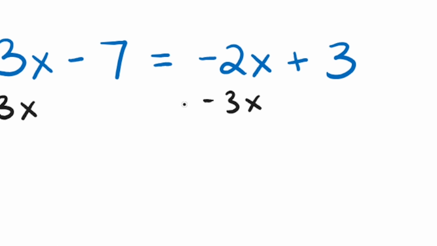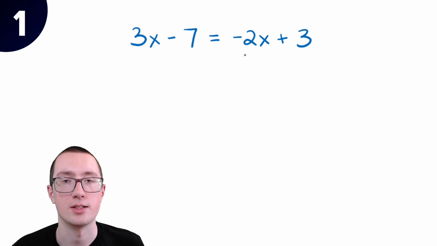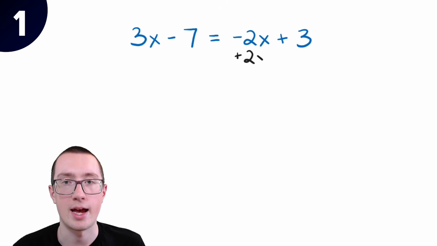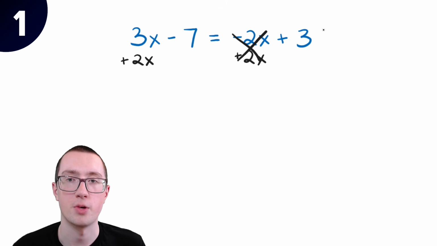You see, we have a minus 2x and a minus 3x. So personally, I would like it better if we got rid of the minus 2x to avoid negative numbers. So to get rid of minus 2x, we need to do the opposite of minus, which is plus. And we need to add 2x to both sides. So the minus 2x and the plus 2x cancel out. And on this left side, we just have plus 3, or 3.